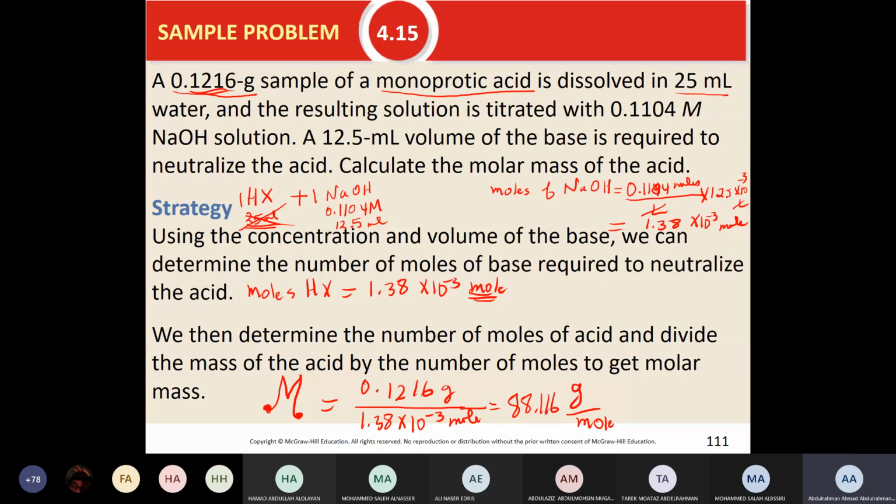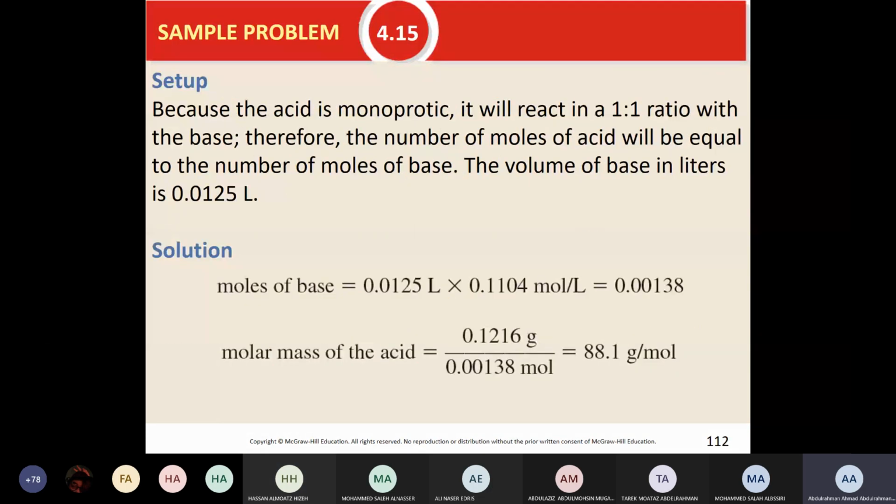Doctor, how do we know that the ratio is 1 to 1? Because we didn't get the full equation. What does it say here? There is one hydrogen only. Yes. And of course, HX with NaOH will give me NaX plus H2O. Clear? Clear, doctor. And it's 1 to 1, exactly. Good.